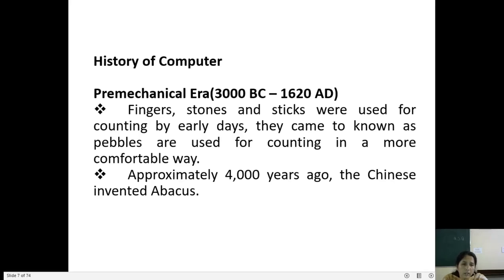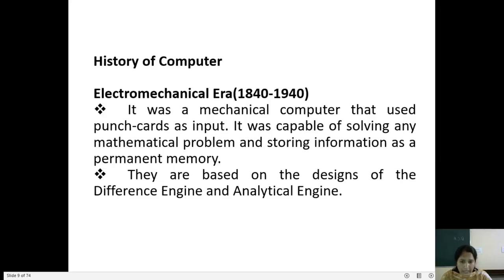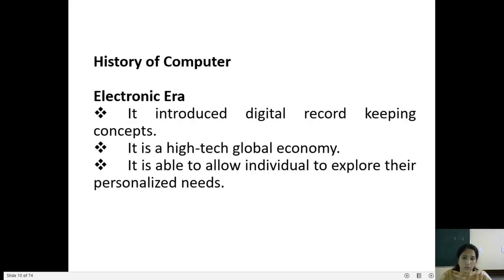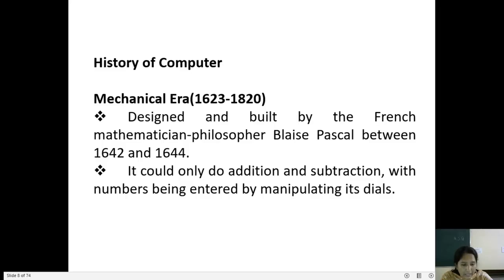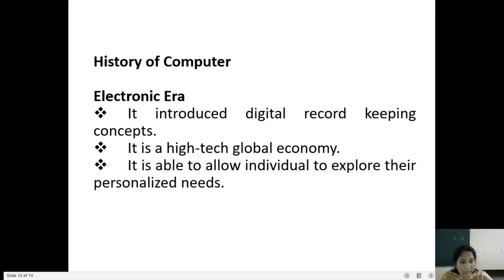So let's understand how this magical device has been invented. What is the history of this computer? We have divided the history of computer into eras: pre-mechanical era, mechanical era, electromechanical era, then electronic era. In the history of computer, first we call pre-mechanical era, then mechanical era, then electromechanical era, then electronic era.